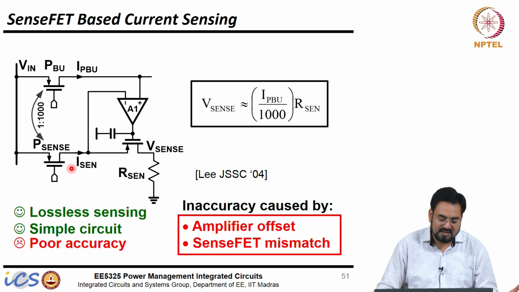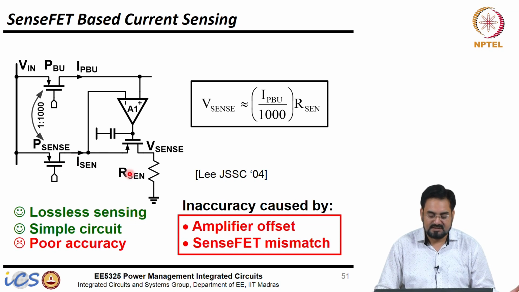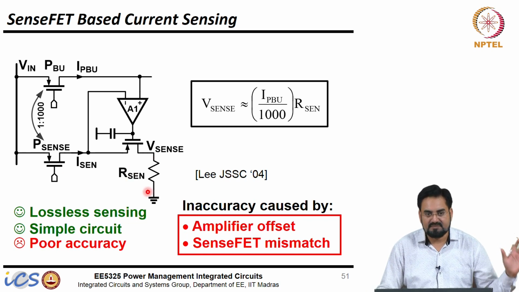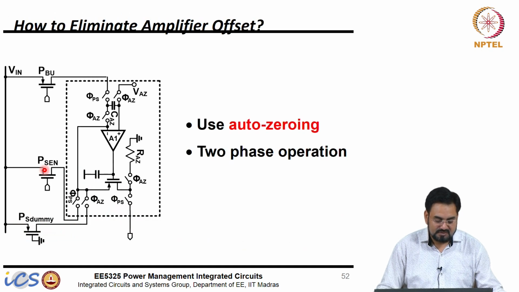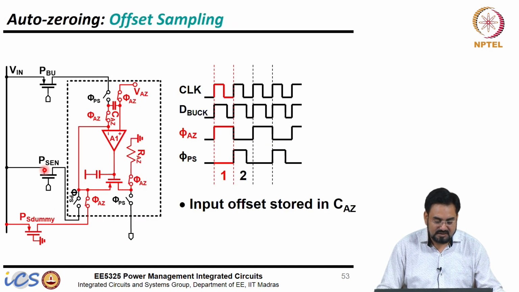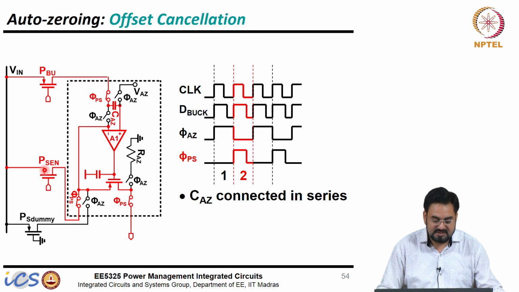The more current you have in the sense FET, this current is completely lost, you are not utilizing this current because it is getting dumped into the resistor. So, we are losing 10 milliampere there. So, in order to improve the accuracy, we have to sacrifice the efficiency by increasing the size of this sense FET. So, let us see how we can improve the accuracy without degrading the efficiency.